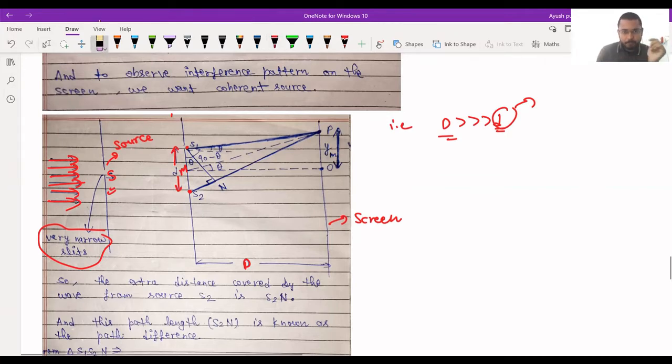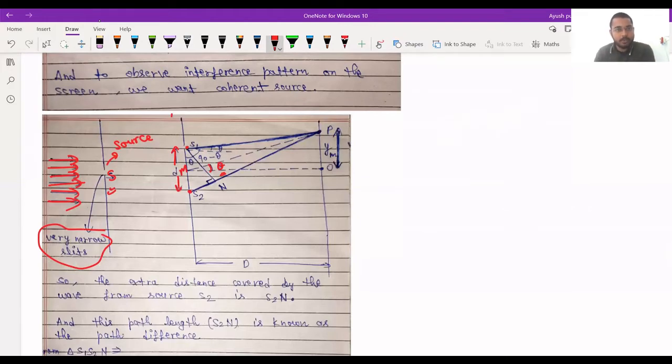Great. Now if the distance is very large, that means this angle that we have drawn here, this angle theta, will be very small. I have drawn a perpendicular from this source S1 to this ray S2P. See, this is a perpendicular, so this angle will be 90 degrees, and this angle is theta.